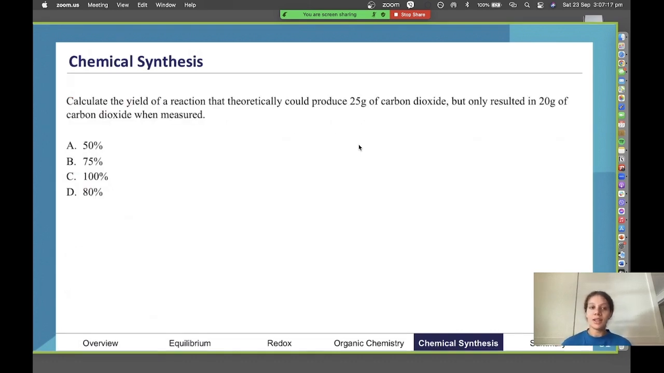All right, next one here for chemical synthesis. So we want to calculate the yield of a reaction that theoretically could produce 25 grams of carbon dioxide, but only resulted in 20 grams of carbon dioxide when measured. So this is just a reminder that you can definitely be asked to use the other formulas that aren't specifically linked to a syllabus objective in Unit 3, Unit 4.